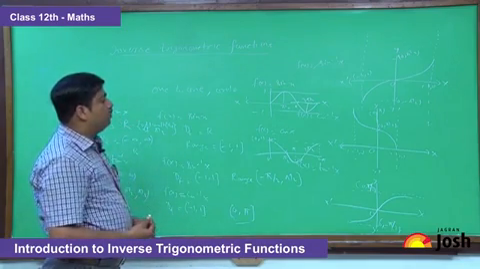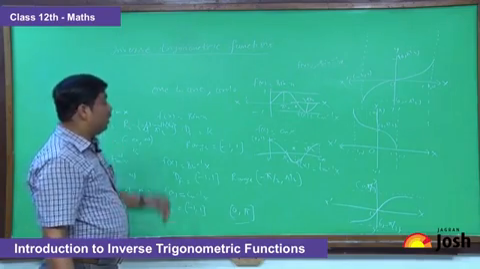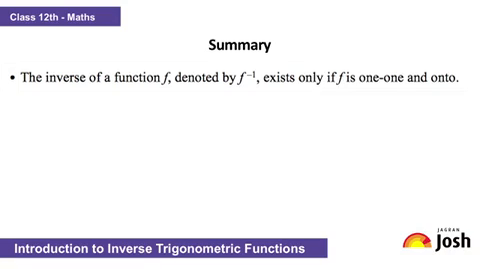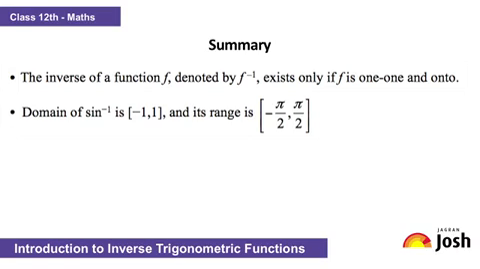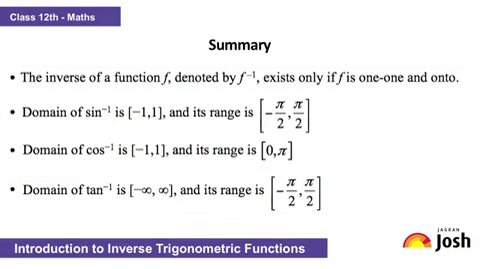So we define inverse trigonometric functions by restricting their domain and range accordingly to make them one-to-one onto functions. The inverse of a function f, denoted by f inverse, exists only if f is 1 to 1 and onto. Domain of sin inverse is from -1 to 1 and its range is from minus π/2 to π/2. Domain of cos inverse is from -1 to 1 and its range is from 0 to π. Domain of tan inverse is -infinity to infinity and its range is from minus π/2 to π/2.